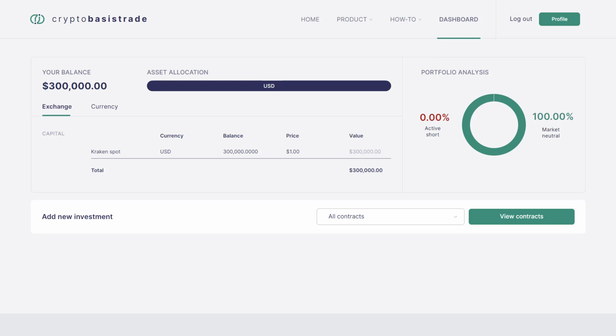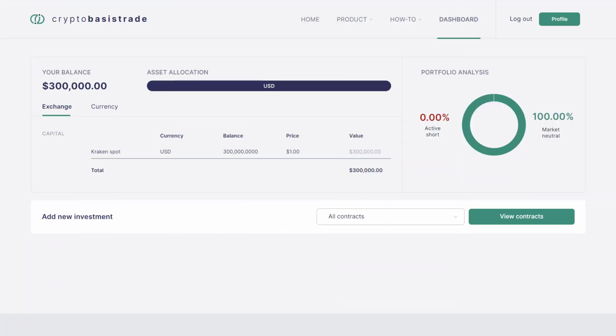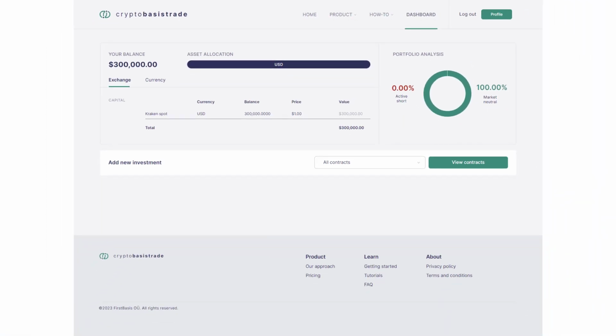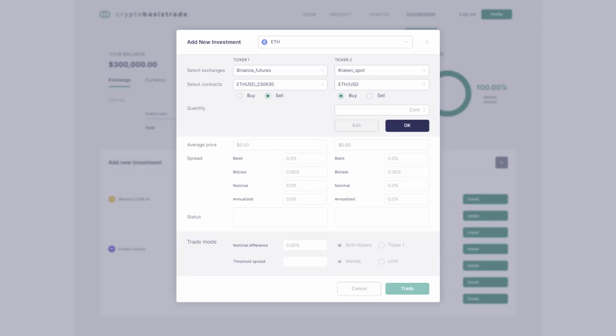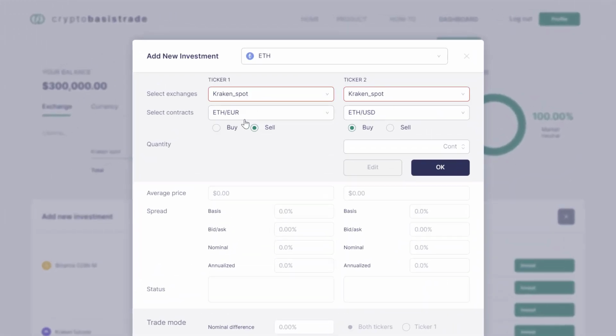Next, let's purchase some cryptocurrency to be used as collateral for trading futures contracts. Let's buy some Ether for collateral. To do that, start the Trader tool from the New Investment section of the dashboard. This needs to be a one-leg trade. Set the parameters for buying spot coins in Ticker 1 fields. Ticker 2 fields may need to be adjusted, but they are irrelevant for this trade.